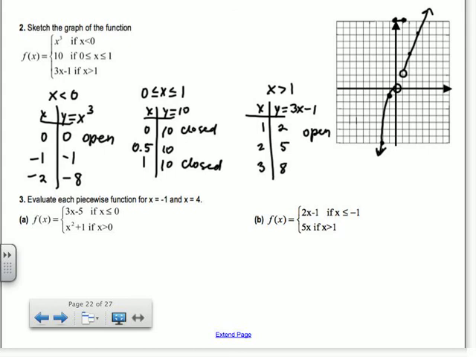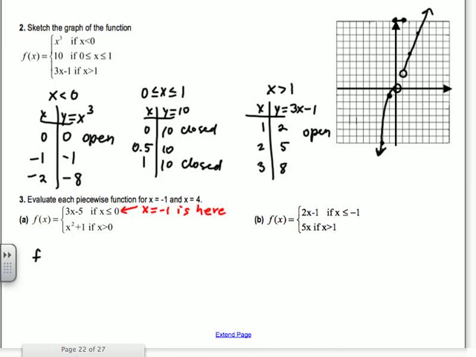All right, number 3, evaluate each piecewise function for x equals -1 and x equals 4. You don't actually have to sketch these. Just think about it. We're almost done. So if x is equal to -1, where is x equals -1? Am I using the top or the bottom? Top. Do you see it? If x is less than or equal to 0, x equals -1 is there. So that means you're going to use 3x minus 5 to find it.